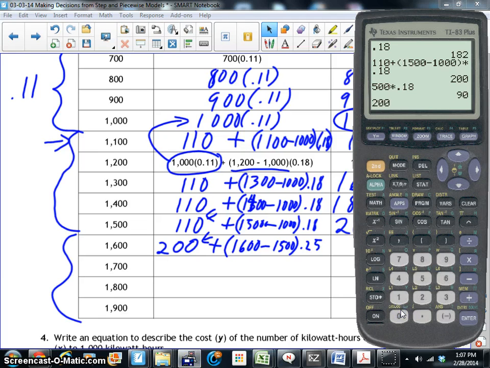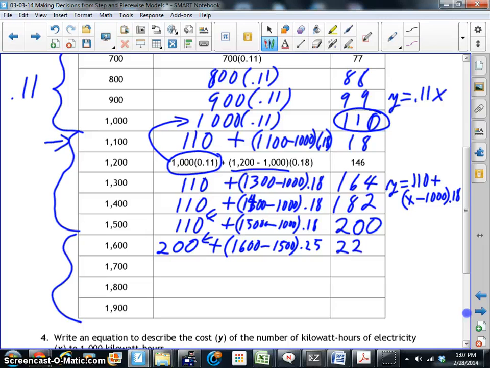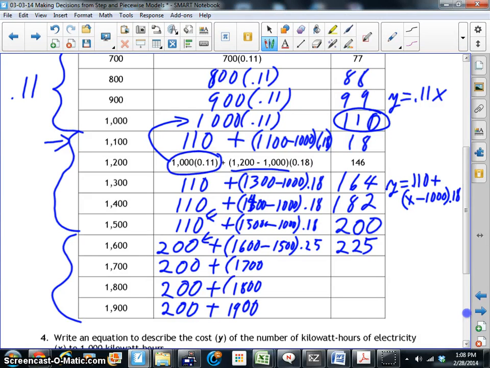So 200 plus 1,600 minus 1,500 times 0.25. So it's $225. So you can just go on with this. This 200 now is a constant. You've already paid 200. So this is now 1,700, 1,800, 1,900. Once you start getting into the constants, you basically can put this all together fairly quickly.